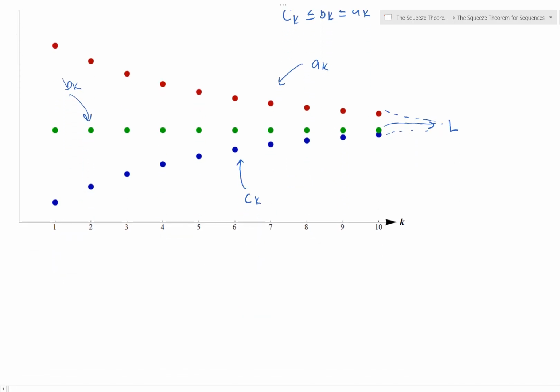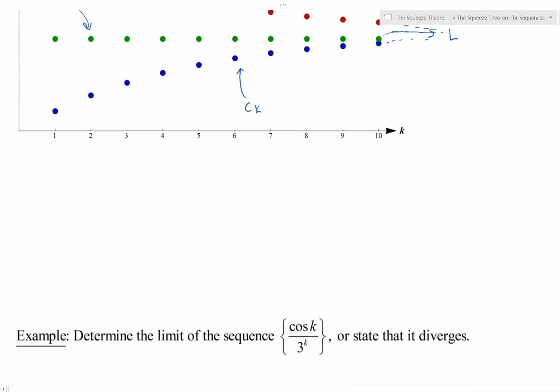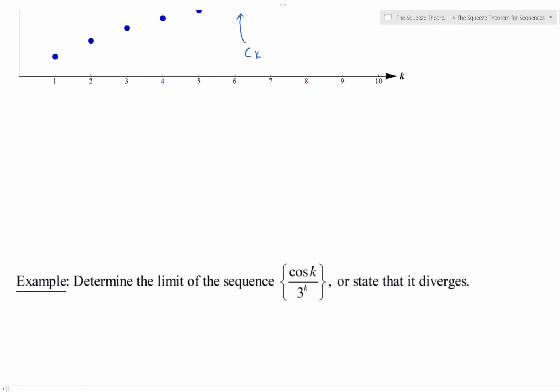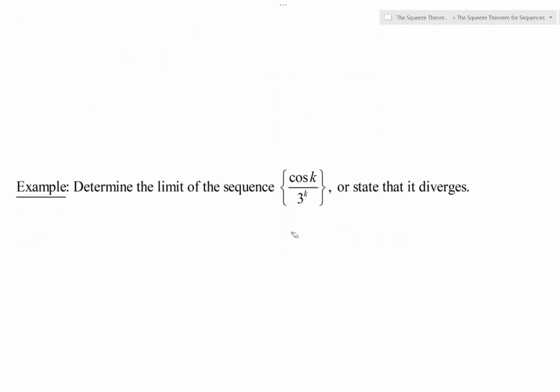So we're going to use that idea to figure out what's going on with this sequence down here. So we have this example here: determine the limit of the sequence cosine k over 3 to the k, or state that it diverges. Maybe it doesn't have a limit.